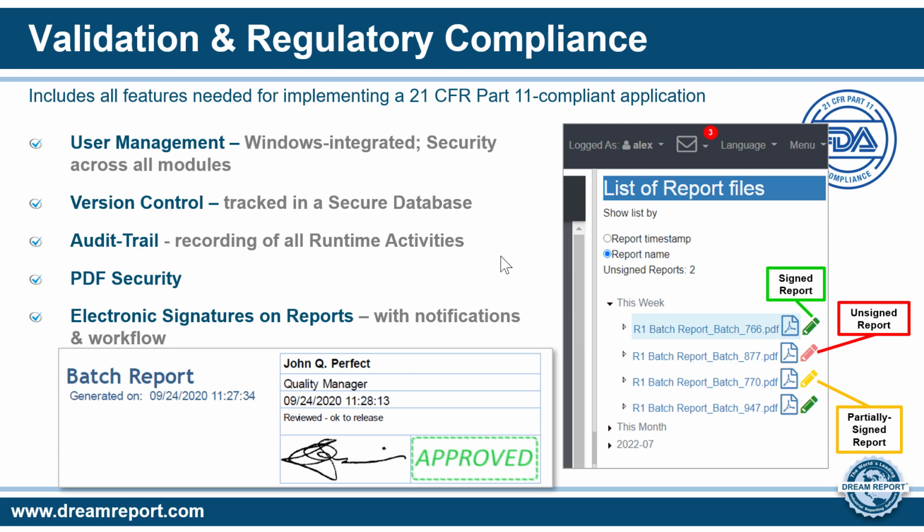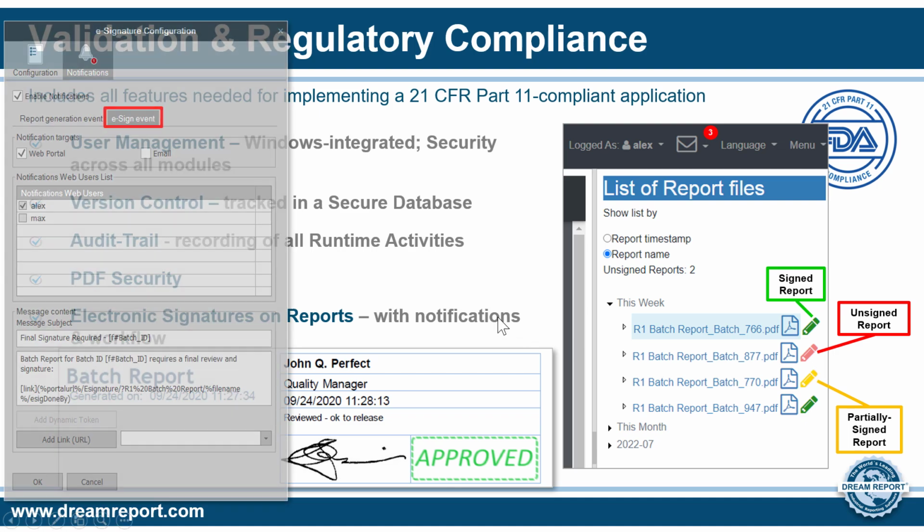You have the ability to require electronic signatures on your PDF reports, and these can be a single signature or multiple signatures, for instance, a done by and a check by signature. Certain people are authorized to sign reports. There's a quick visual indicator on the web portal if a report is completely signed, only partially signed, or completely unsigned. And not only can people sign reports, but we also have some workflow and rules around that.